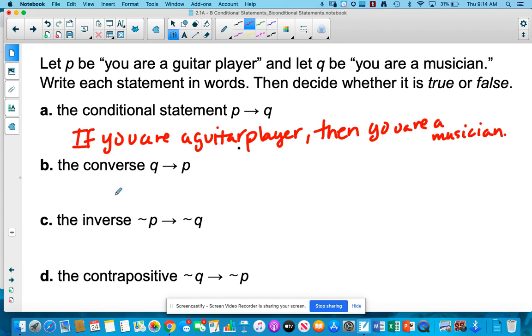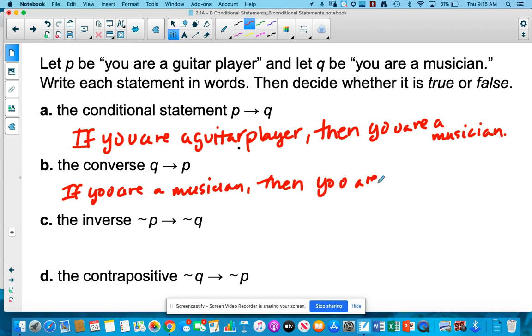Now let's write the converse of that, where it is Q to P. So we're going to flip this around. So if you are a musician, then you are a guitar player. Did you see how we kept the if-then statement? We just flip-flopped you are a guitar player and you are a musician.